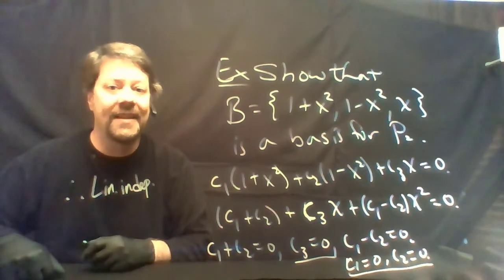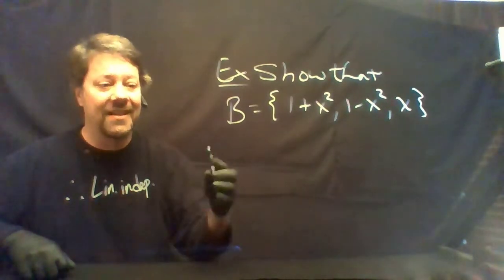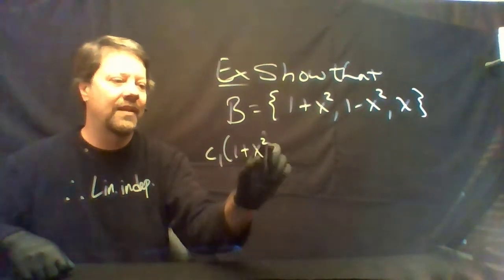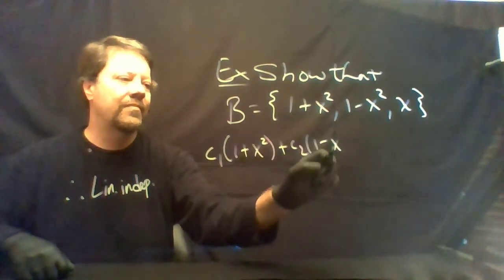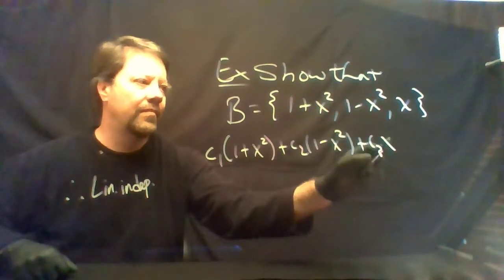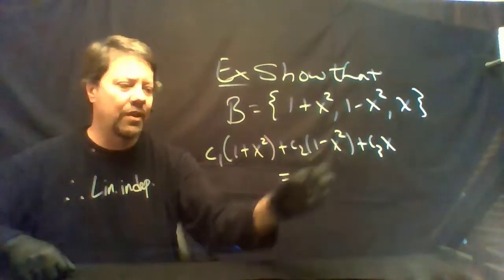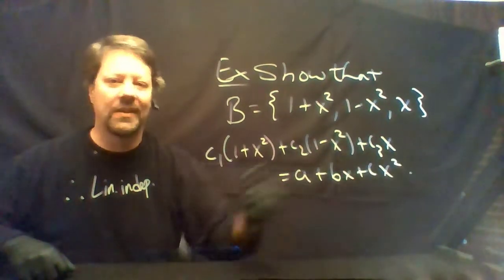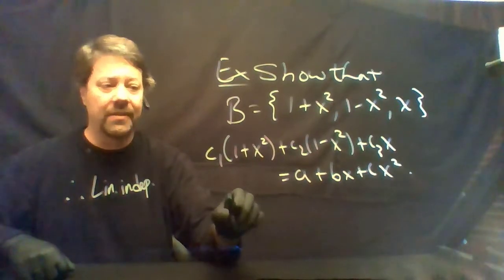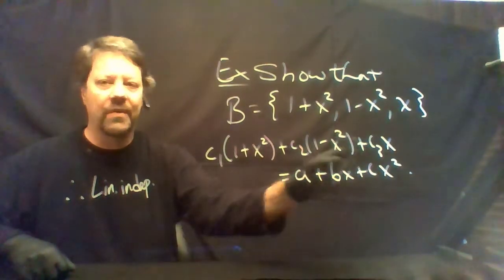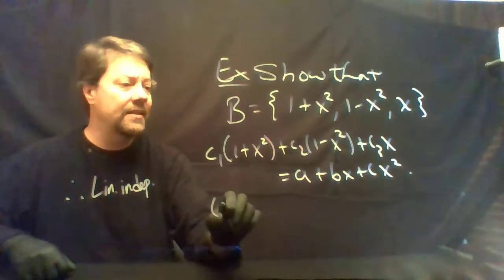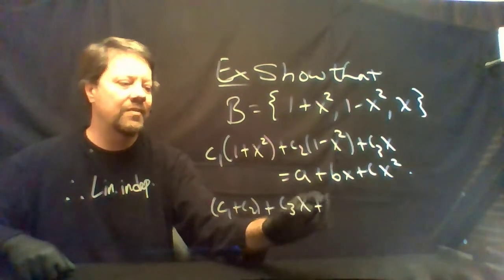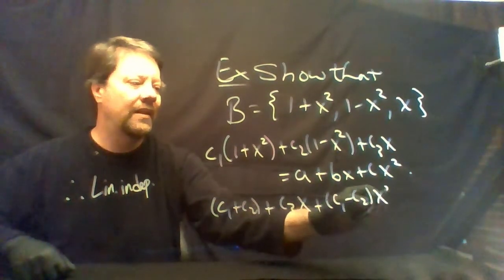We still have to check that it spans P2. To see that, we need to show that there are coefficients C1, C2, and C3 so that we can construct any polynomial in P2, which we'll denote by a plus bx plus cx squared. This gives us three equations. First of all, let's rewrite the left-hand side as C1 plus C2 plus C3x plus C1 minus C2 x squared.